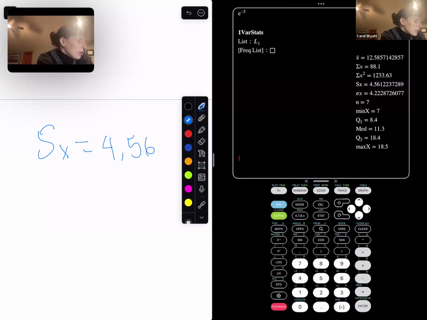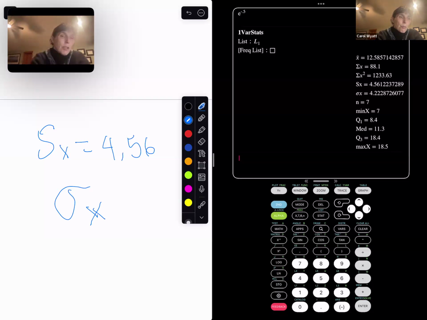The sigma x is the population standard deviation, if this was everything that I cared about, not a sample, but the whole population. So that is how you find the standard deviation using the simulator.